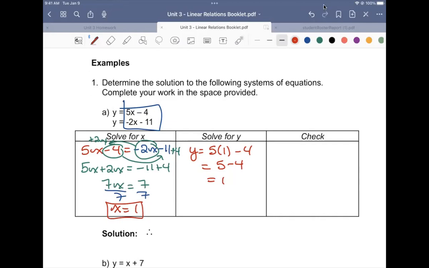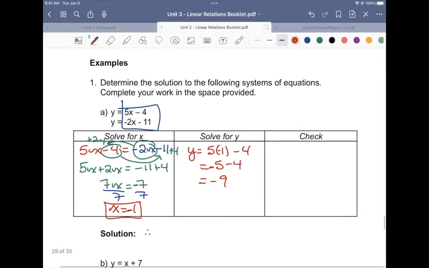Bear with me, I just realized there is a minor mistake. This should be a negative 7x, so this should be a negative 1, which makes that a negative 1, which makes that it. So it should be negative 9. That was my bad. Equals negative 9.